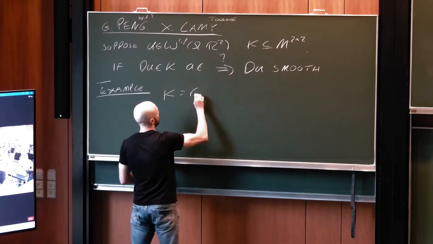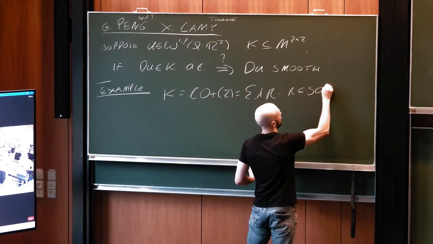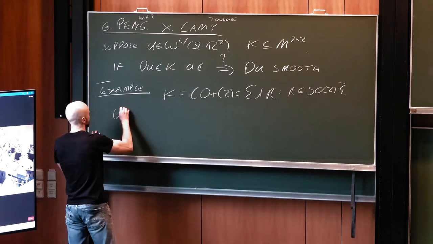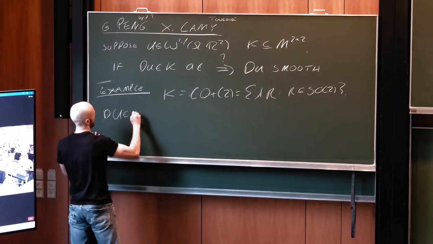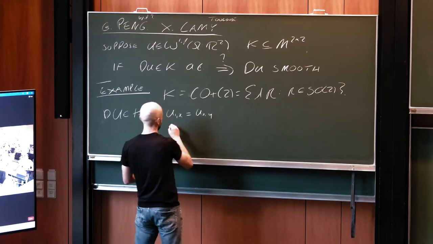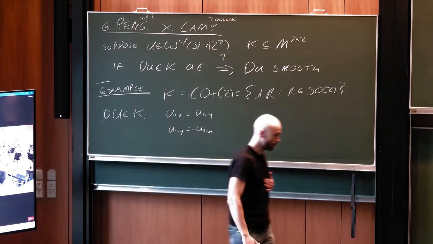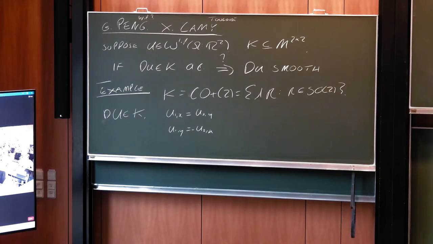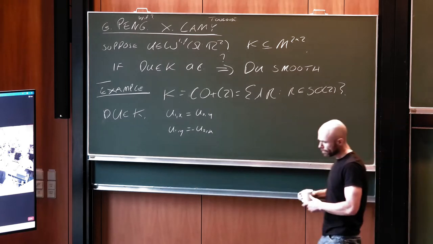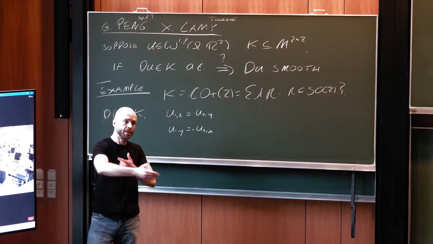If we take K to be a set of matrices, which are lambda times rotations, then this differential inclusion, if we look at what this means, u1_x equals u2_y, u1_y equals minus u2_x. Where have you seen that before? So if, instead of talking about a derivative that existed almost everywhere, we talked about a derivative that literally existed everywhere, it's exactly the Cauchy-Riemann equations. We have that the solutions are analytic.